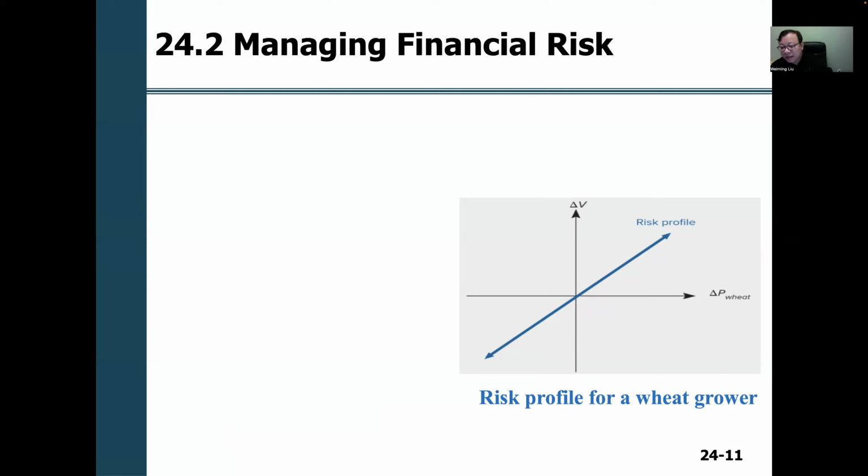So you can see that to the right side, divided by the middle line, means the price increases. To the left side, the change is negative, meaning the price decreased, right? The more the price decreases, the more the value of the company decreases. So that's the risk profile.